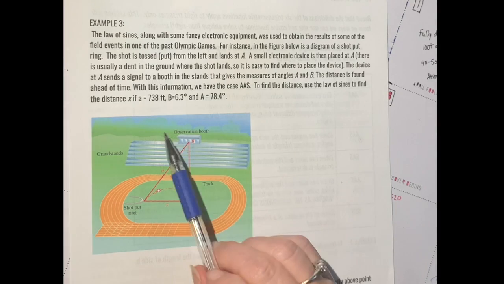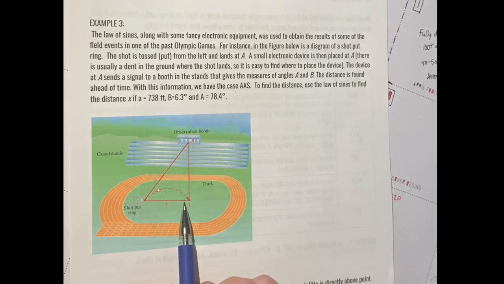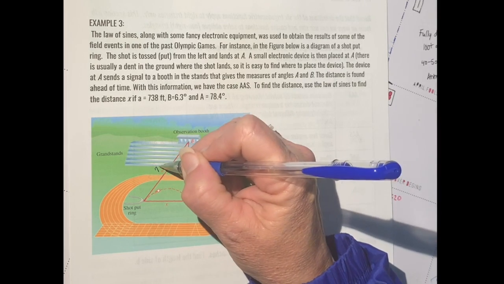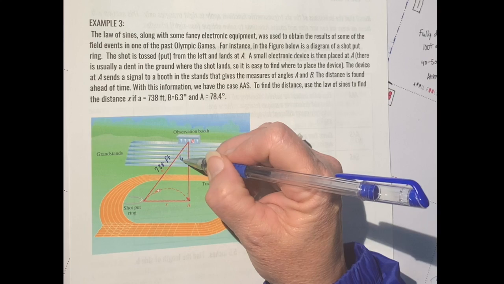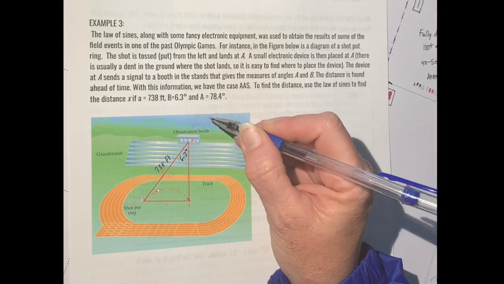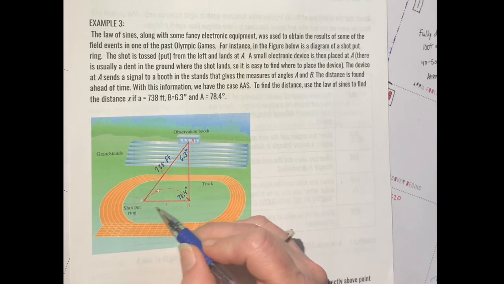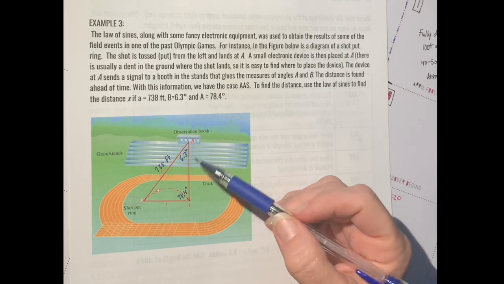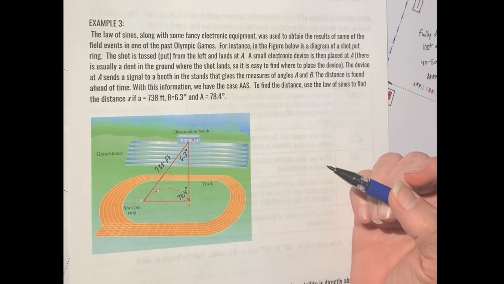So given in this particular example, to find the distance, use the law of sines to find the distance x. So we want to find how far they threw the shot put, how far it landed from the ring. If A, which is the distance from the ring to the booth, is 738 feet, the angle B is 6.3 degrees, and the angle A is 78.4 degrees. And so we are looking for S, the distance that they threw the shot put. And so again, I have a case of angle, angle, side, two angles and a side. I'm going to be able to use the law of sines.